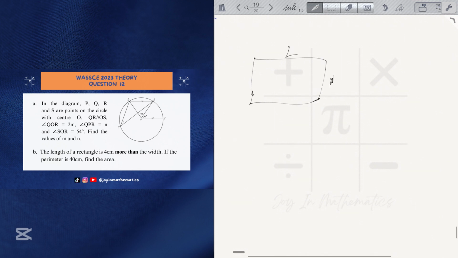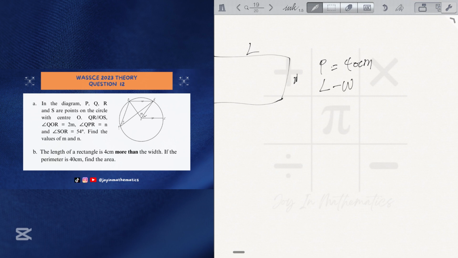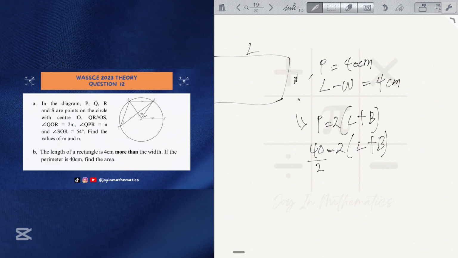The perimeter, as given, is equal to 40 centimeters, and the length minus the width, because the length is more than the width, is equal to 4 centimeters. So what is the formula for perimeter? Perimeter is equal to 2 multiplied by (L plus B). So if we substitute the value of perimeter, we will have that 40 is equal to 2 into (length plus breadth). So with this, if we divide both sides by 2, we will have that 20 is equal to length plus breadth.